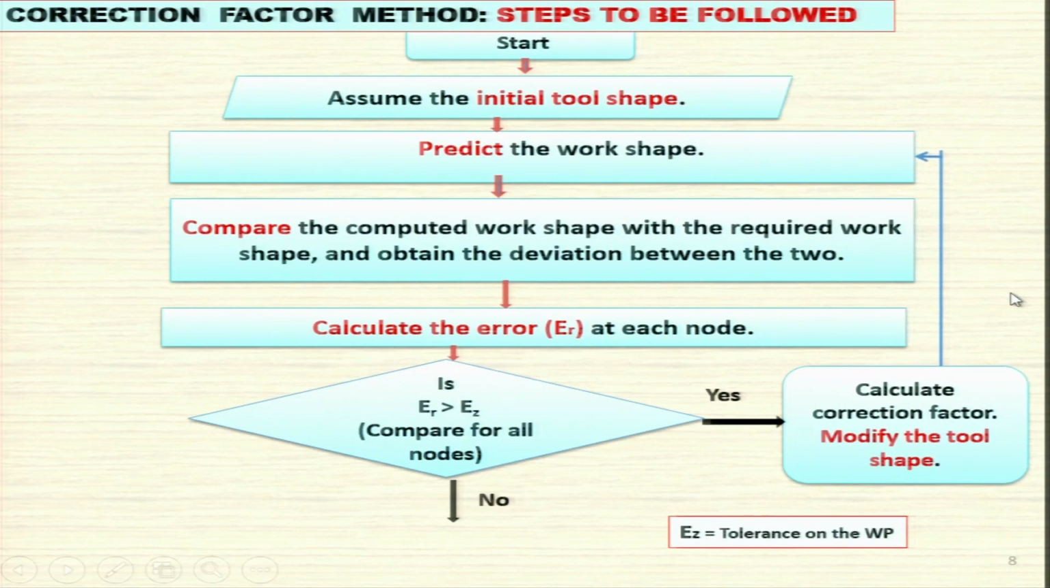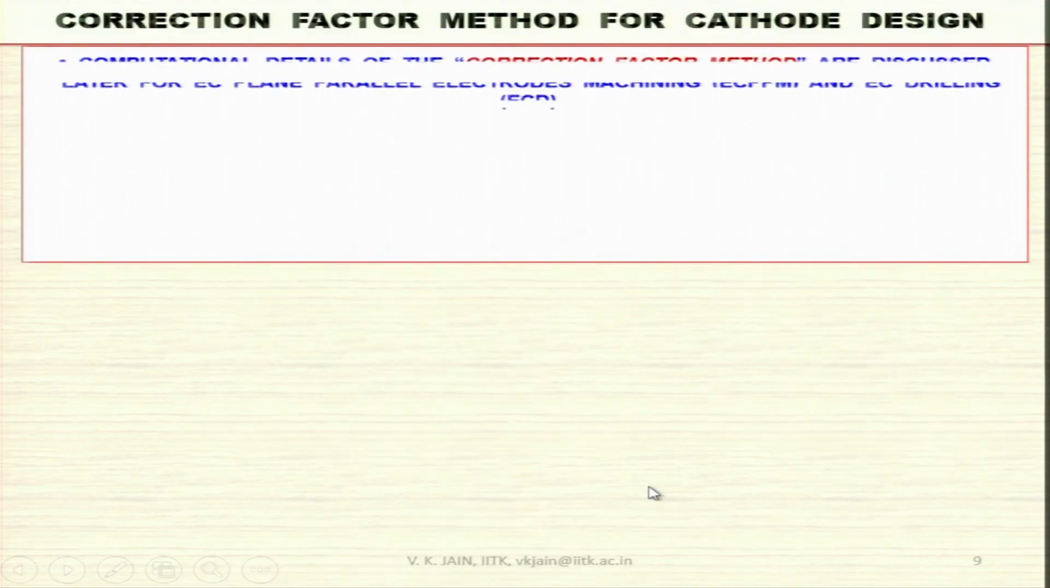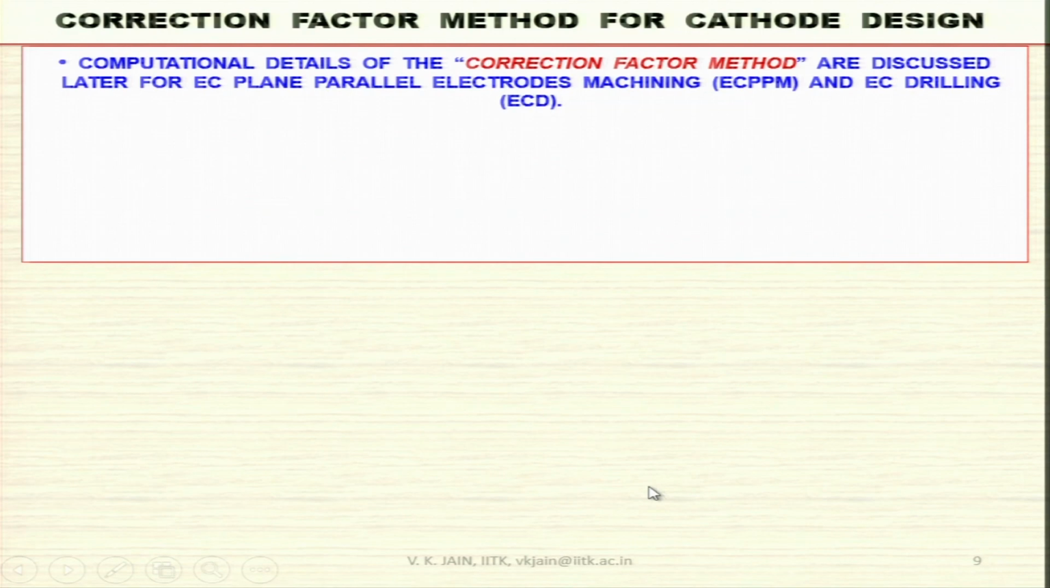If no, if error is not more than the tolerances for all nodes, please note it is clearly written, compare for all nodes, and if it says no, then stop the process. You continue till you reach the stop the process. This is the correction factor method for cathode design or tool design.